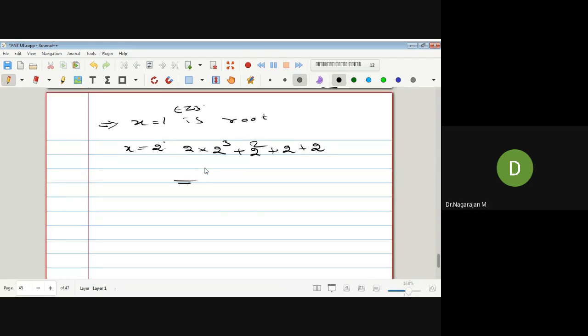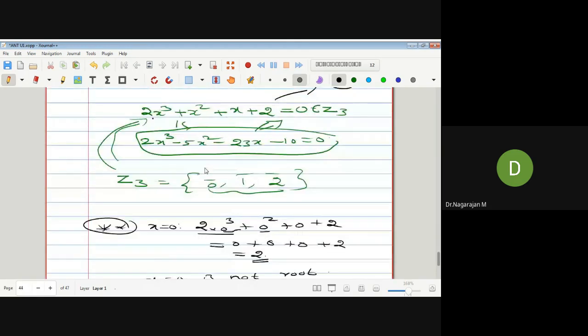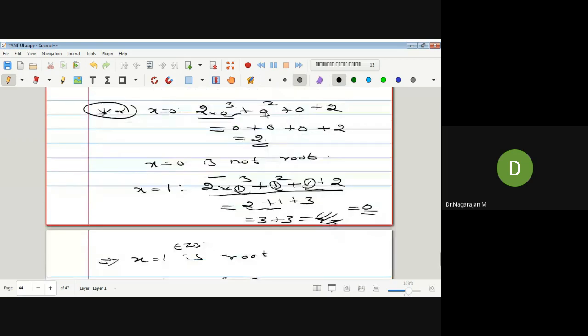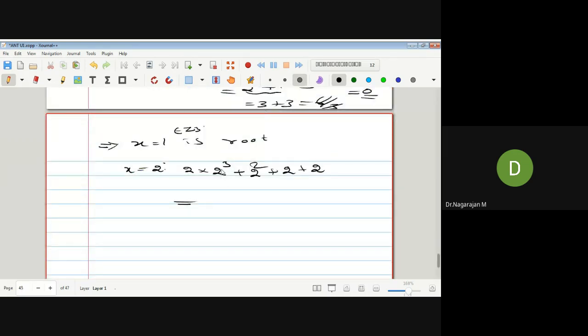Check what is the result. 2 into 2 cube plus 2 squared, x replaced by 2 and here x replaced by 2, and the last result is 2 only, the constant term. Therefore, 2 cube is 8. 8 into 2 is 16, plus 2 squared is 4, 2 plus 2 is also 4. We want to put that 4. That is equal to 20 plus 4, 24.